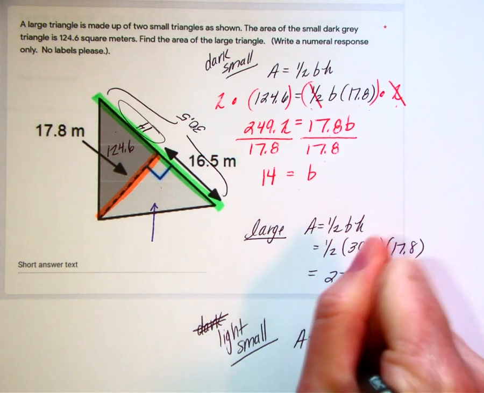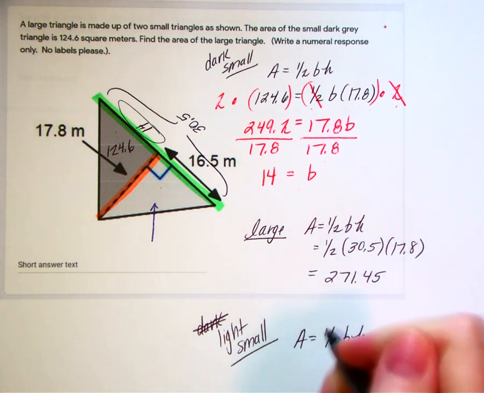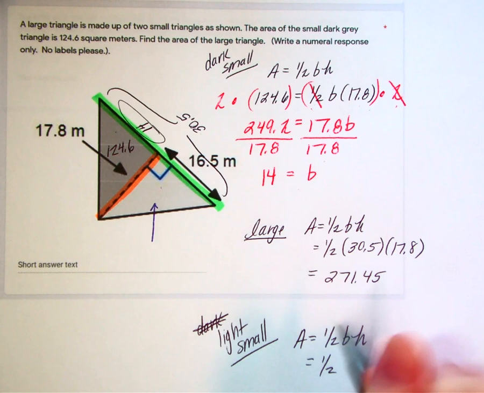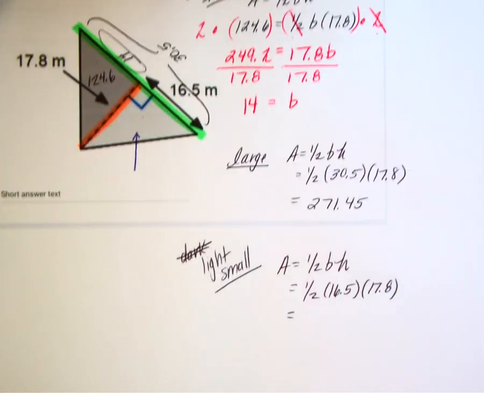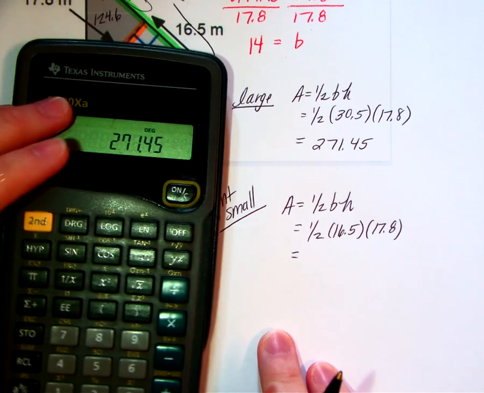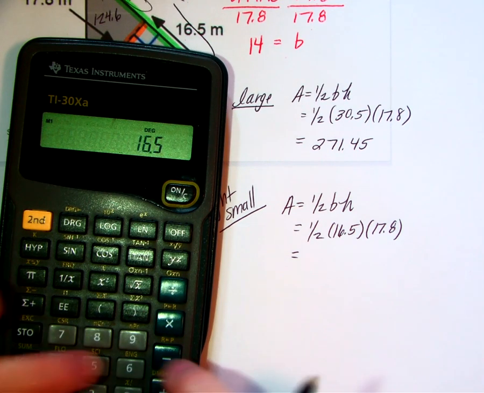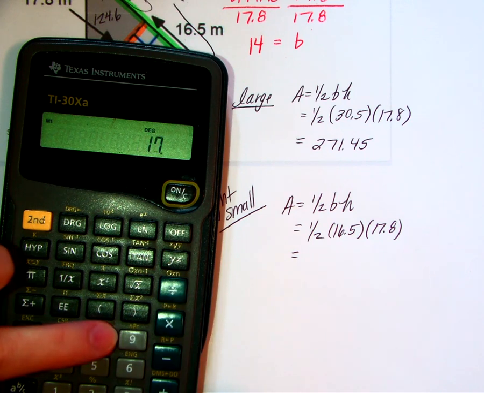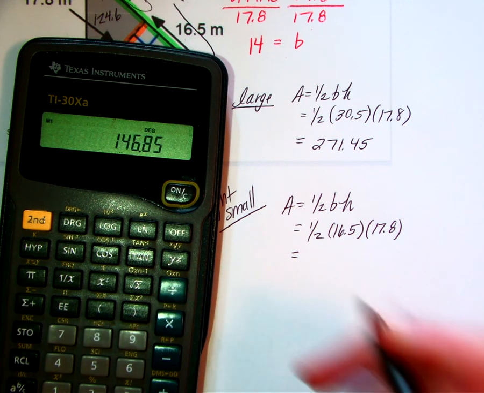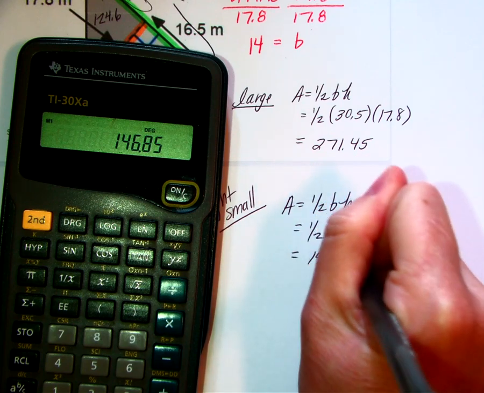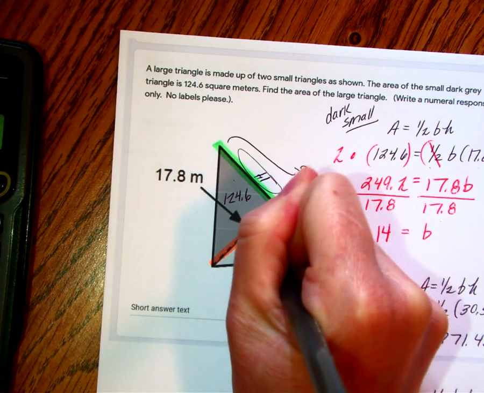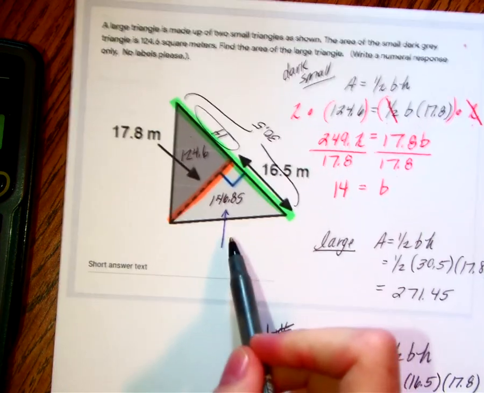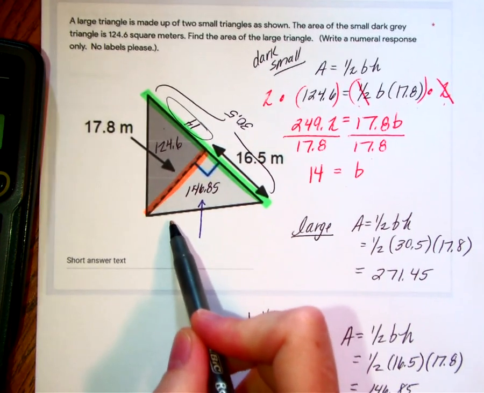So I do have enough information already here where I could say 1/2, the base was 16.5, and the height here was 17.8. And I can punch that in my calculator. Let's see, we got 16.5 times 17.8. Divide that by 2. I'm going to get 146 and 85 hundredths. That would be just this part, 146.85. Now, the question asks for the entire thing, which I solved already.